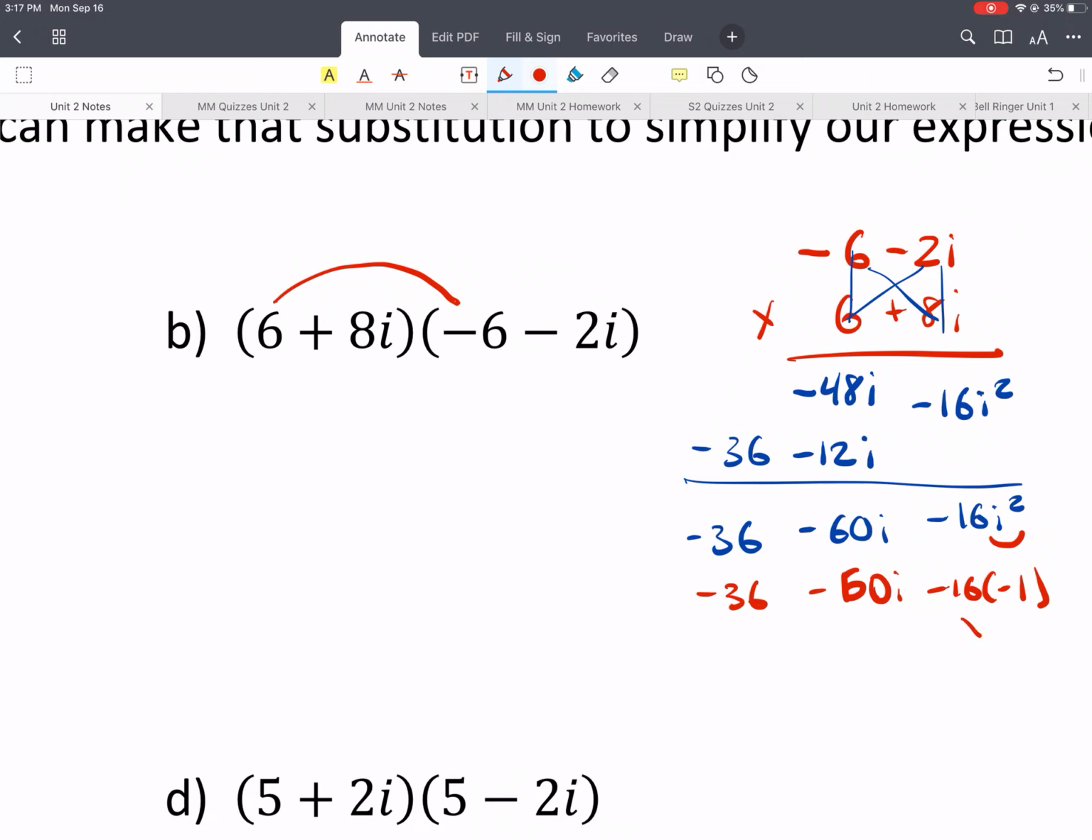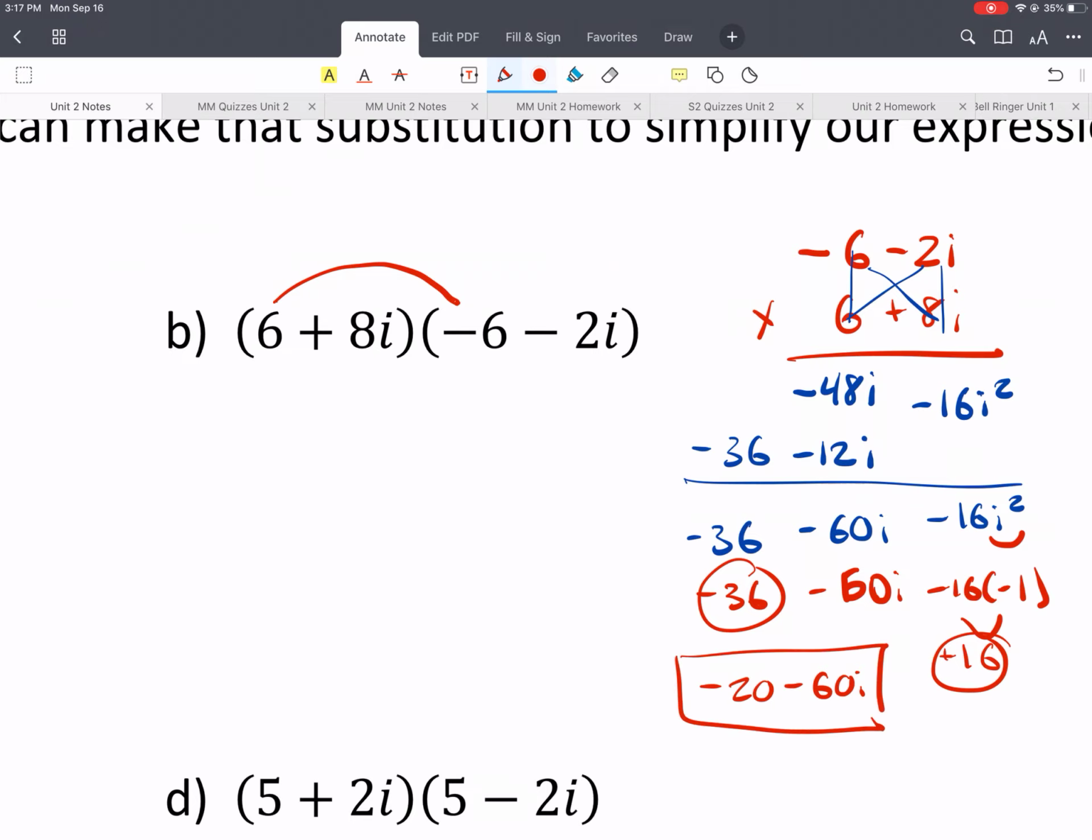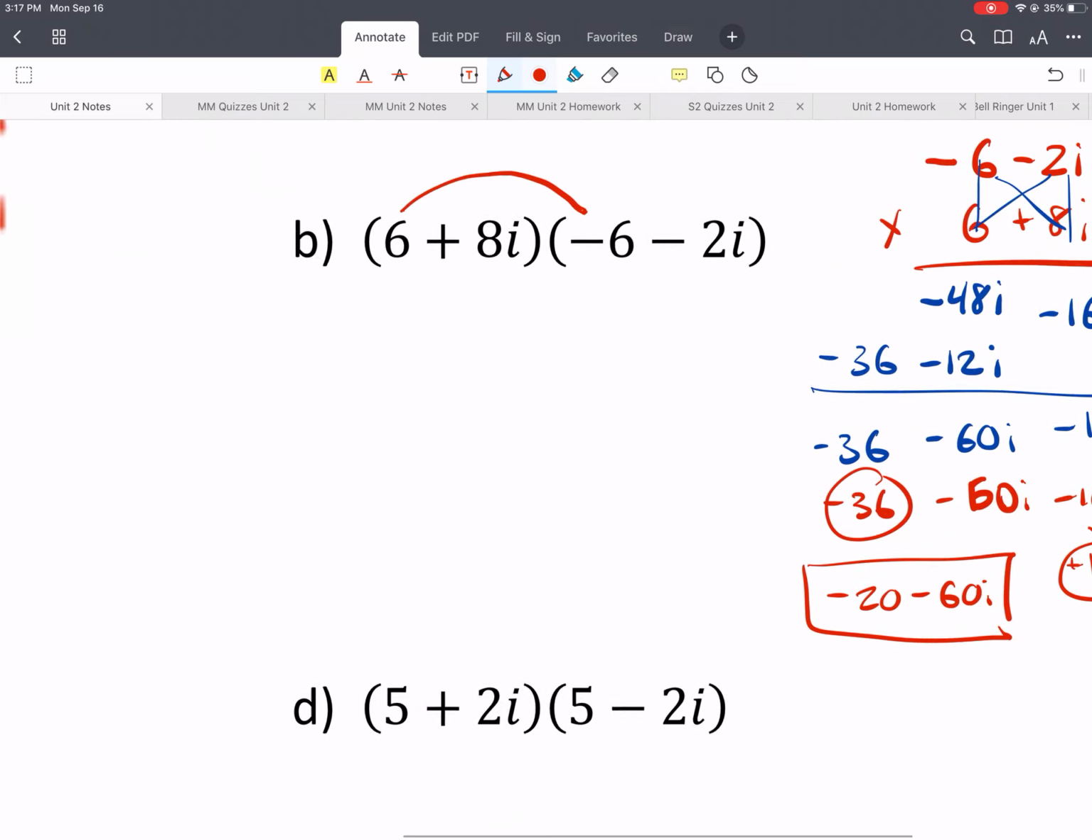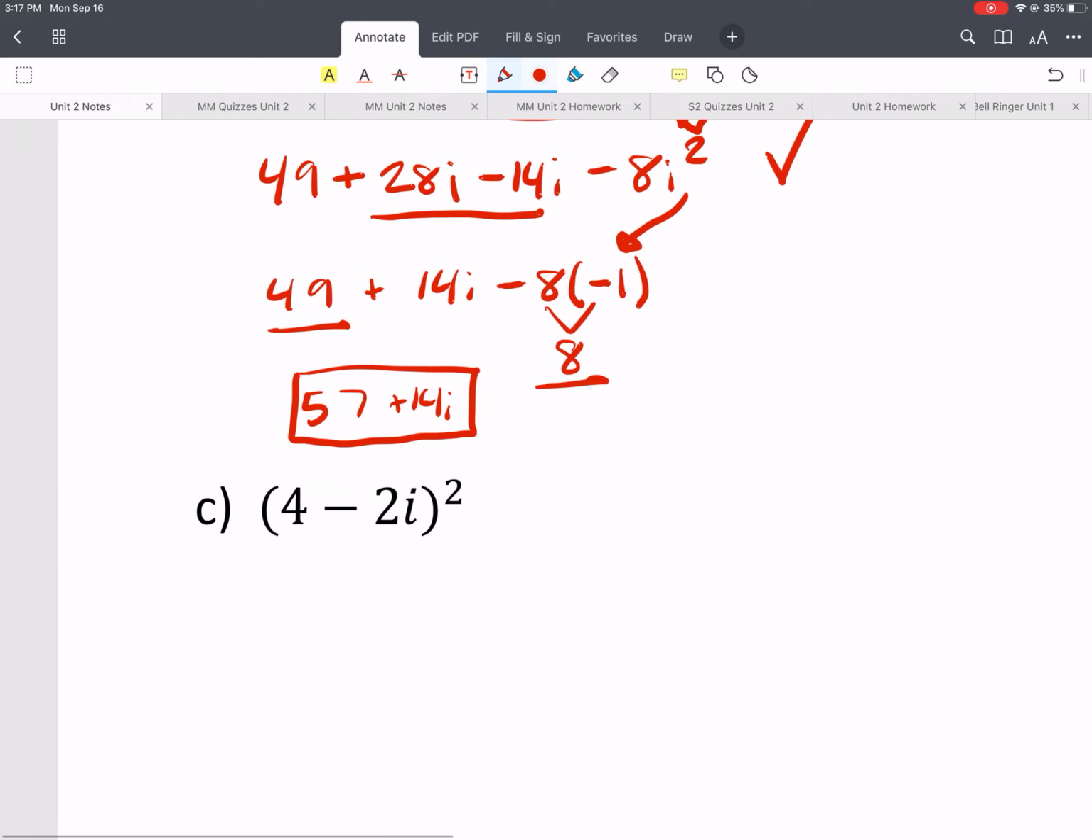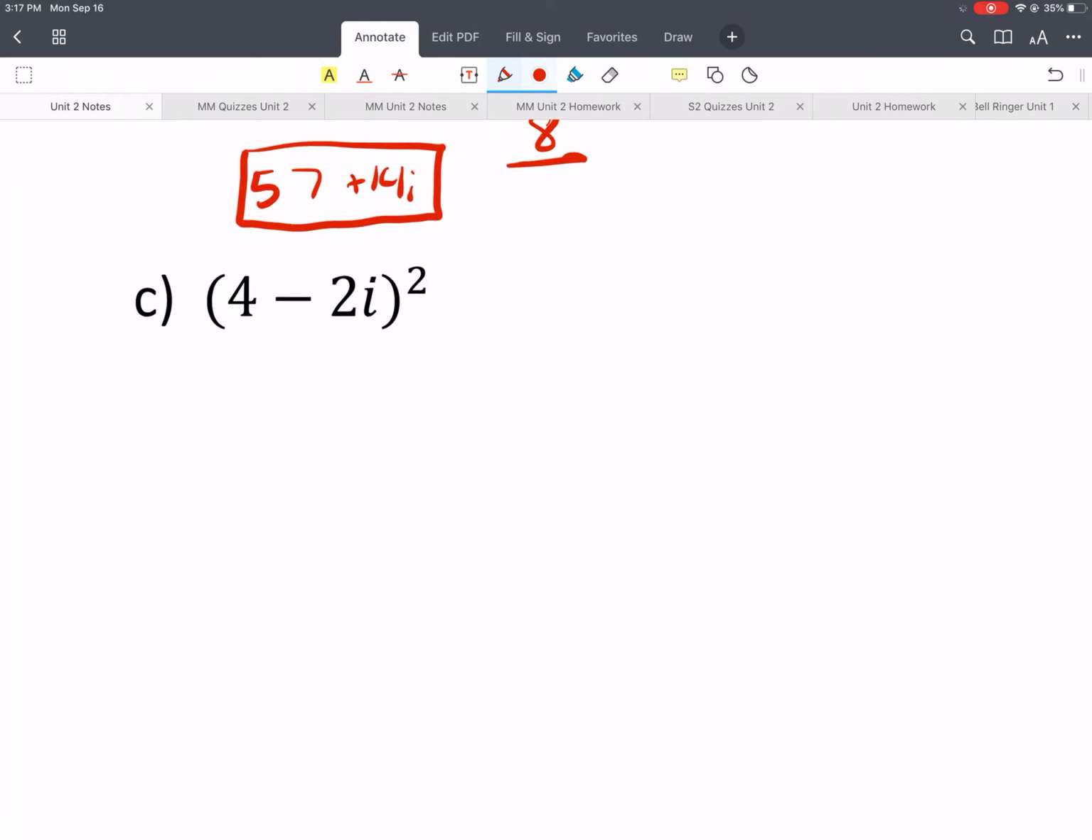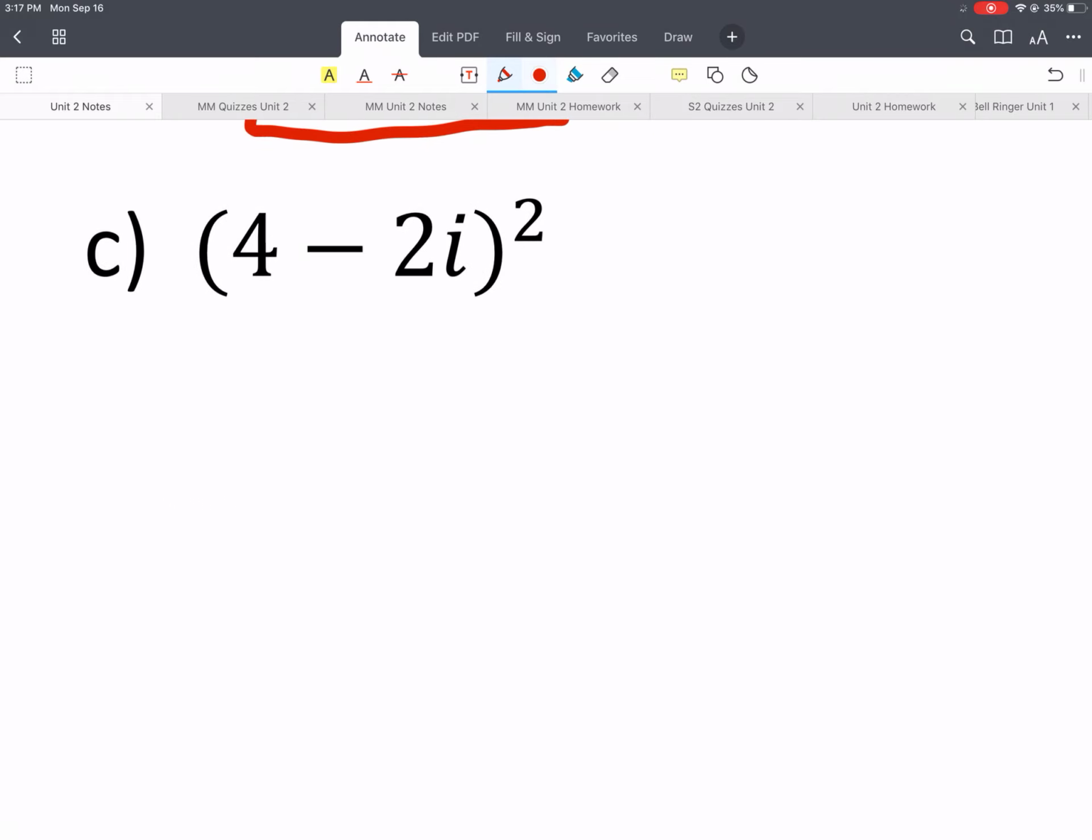That gives us a positive 16, and then we'll combine like terms. That will give us a negative 20 minus 60i. So it's the same steps that we did before with polynomials, except we're just substituting what i squared is, and then simplify some more.